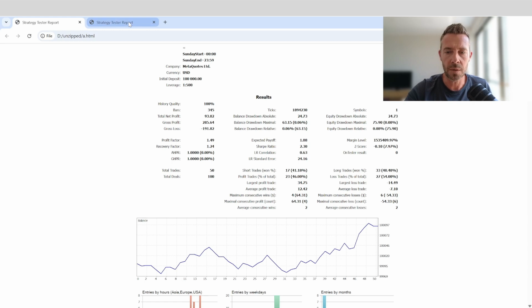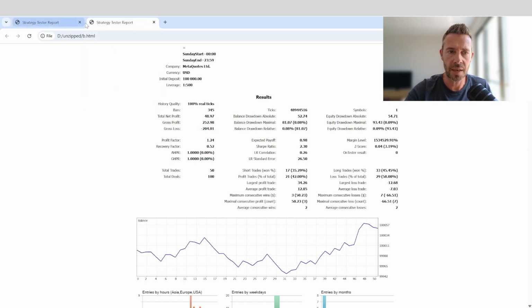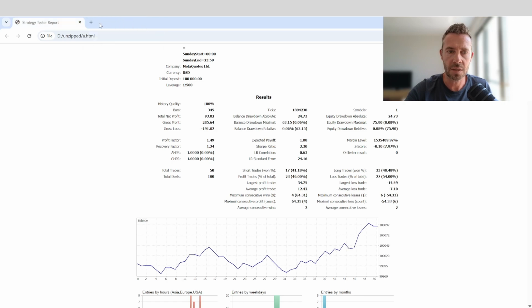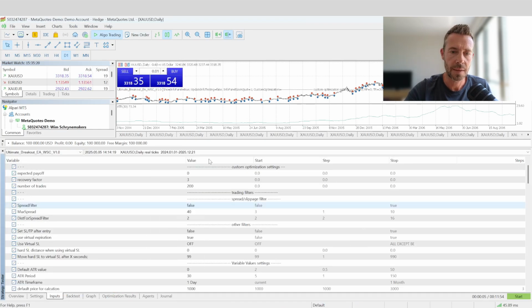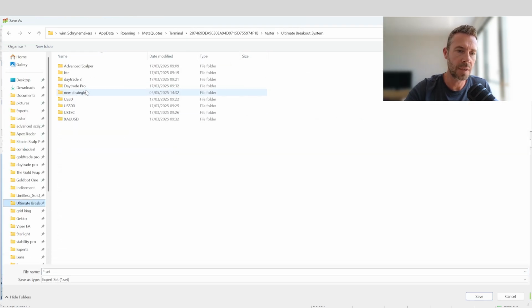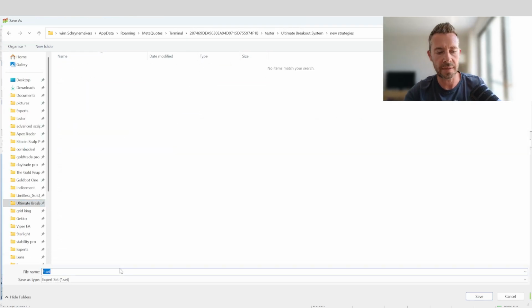It's not one of the better results that I've seen, but I'll save it anyway for further processing. So this is, to me, a valid strategy to look into. So I'm going to just save it. Save. Put it somewhere in a folder. Let's call it set A.